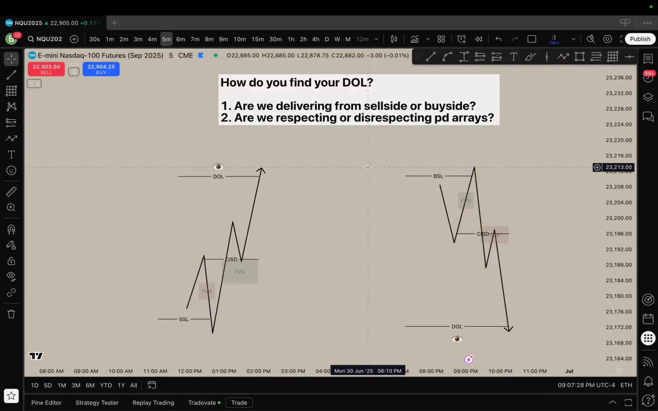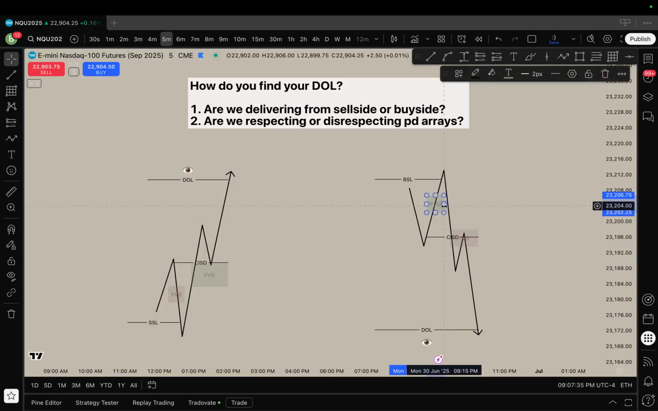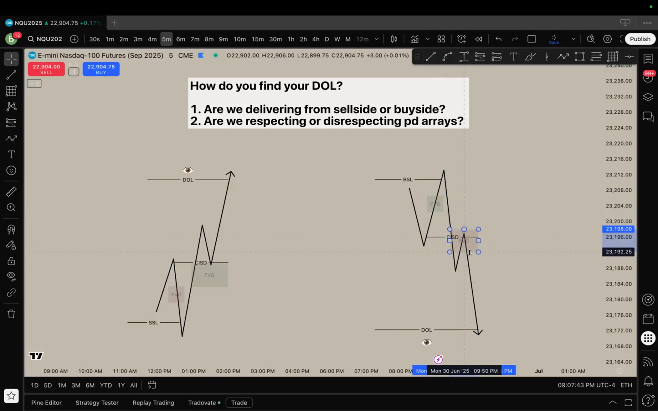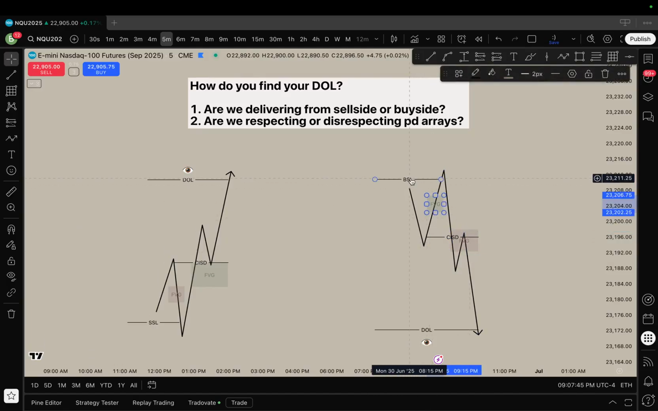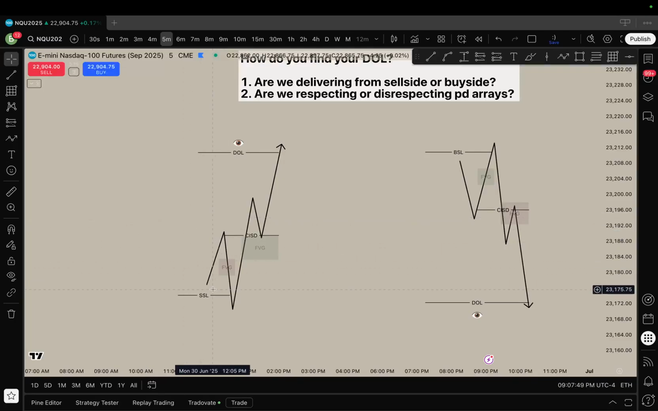Now, if you have a bearish draw on liquidity, what 3 things are happening? Well, we're going to be delivering from buy side. We are going to be disrespecting bullish for rally gaps. And we're going to be respecting bearish for rally gaps, right? Respecting bearish PDRAs, disrespecting bullish, and we're delivering from buy side. What do we do if we have a bullish draw on liquidity? Delivering from sell side, disrespecting bearish, respecting bullish.